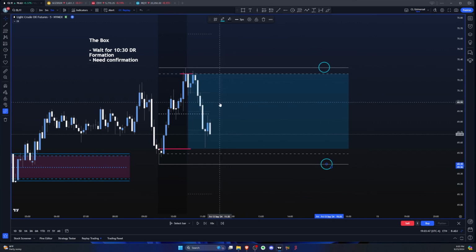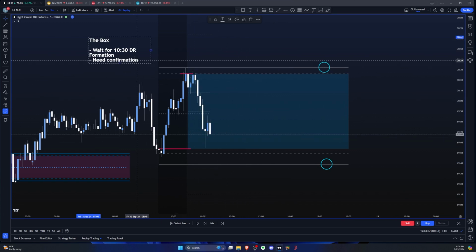Okay. And we can do what's called a wick confirmation, where it kind of wicks up and then comes back into here, or a full confirmation where we actually close beyond it. A close is a stronger confirmation. And this indicates direction for us. Do you remember what we talked about last time, right? This gives us an idea of the directionality.